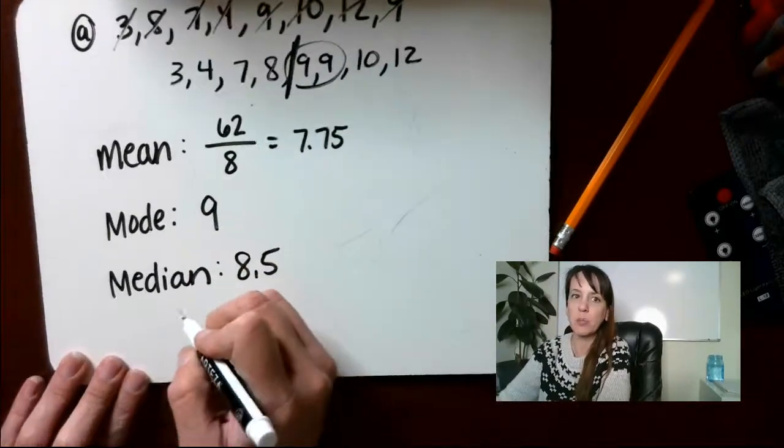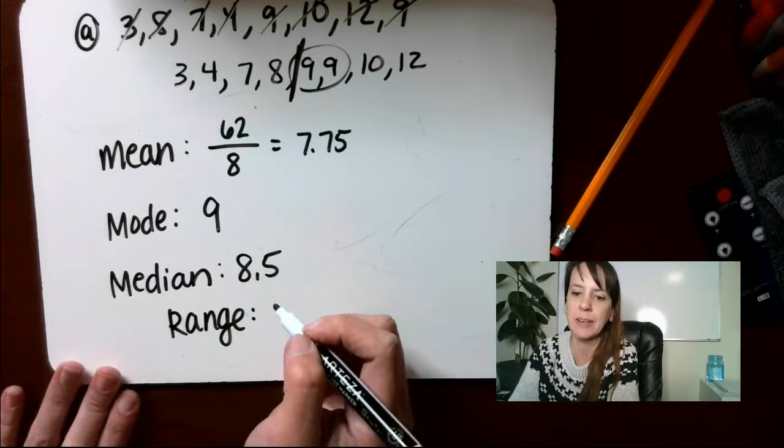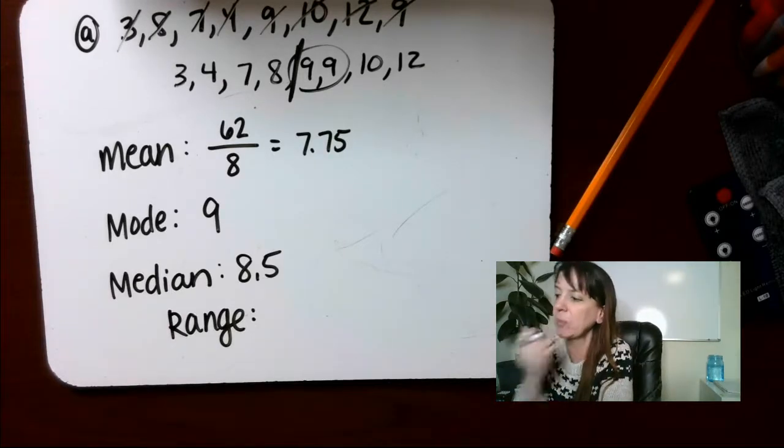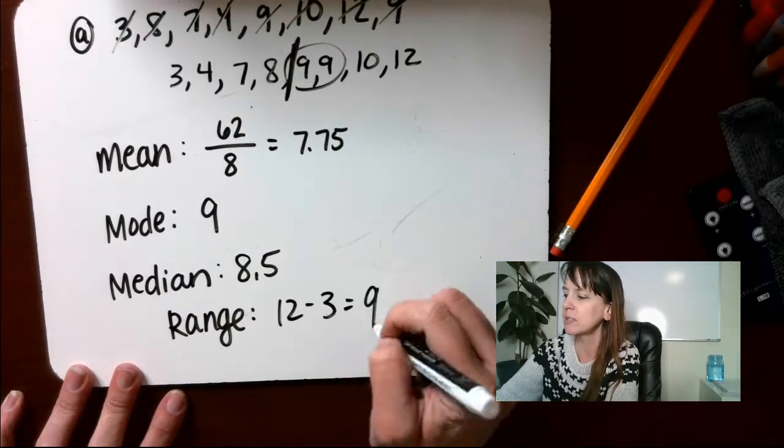Now we also have to find the range because I keep forgetting to do that. Oh my God, did I forget to do that on the last one? I bet I did. Sorry on those examples. Okay, the range is take the large one minus the small one. 12 minus 3, which equals 9.